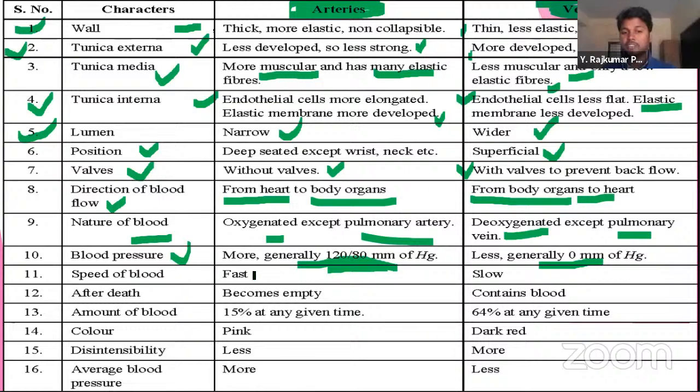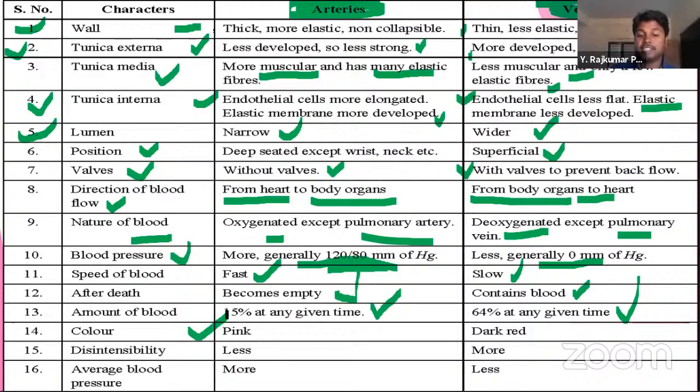Speed of blood is fast in the arteries and slow in the veins. After death, the arteries become empty because they are supplying, isn't it? The heart stops working, so the supply also stops. But veins contain the blood. The amount of blood in arteries is 15% at any given time. In the veins, there is more blood, that is 64% at any given time.